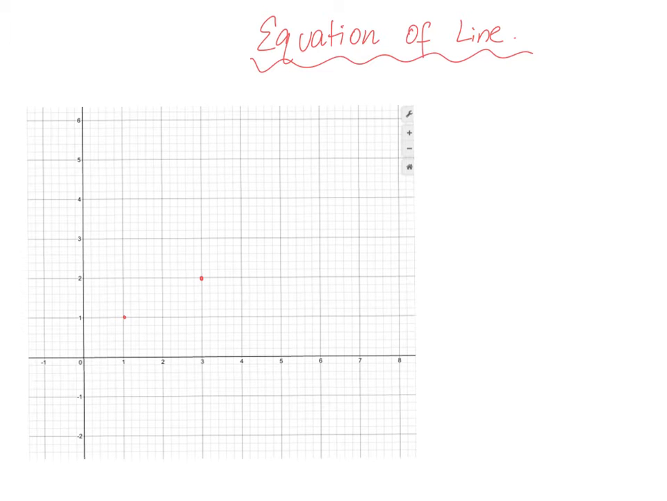But what if we didn't know the points? Let's say the coordinates were in terms of x and y. Then how would we solve this? So let's put in x1 and y1 and x2 and y2, right?